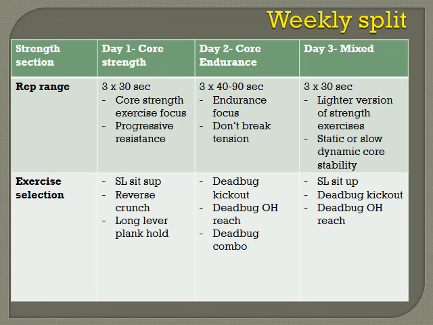So if we look at an example, on day 1 for our hard circuit, we might focus on core strength, where we're trying to make exercises harder and use progressive resistance. And for me, core strength exercises are going to be things like a straight leg sit-up, reverse crunches, and things that involve movement of the torso, okay, because that is working on the strength function of the abs.